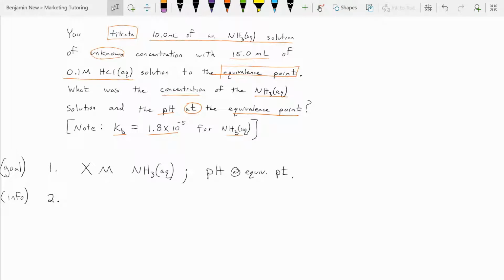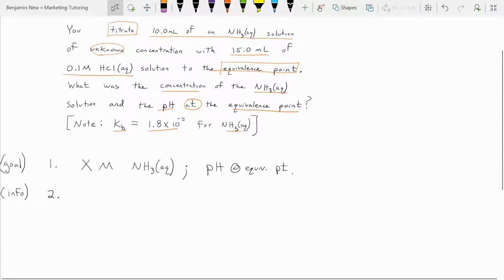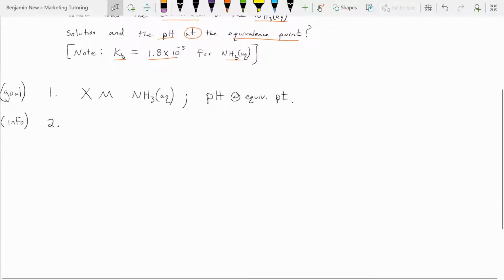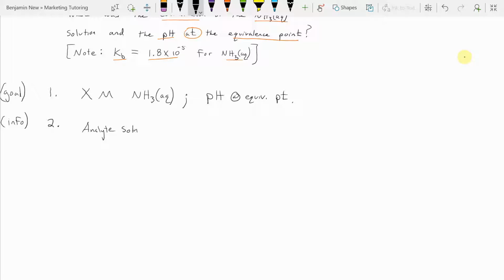So I see titration and I see adding one thing to another. So I'm going to write this in a sequential way. The first thing that we have is the analyte solution, and that's the ammonia, aqueous.